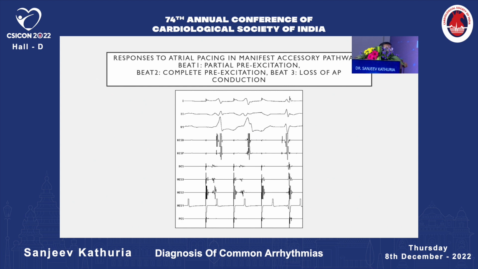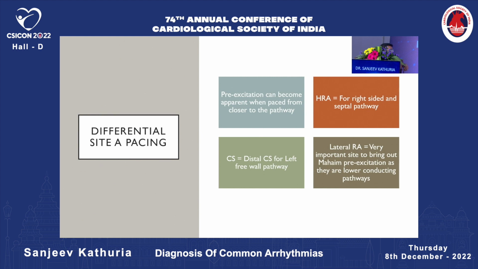Now, you can see that is about the AVNRT. You can see the pacing response, as I said, for manifesting the pathways. So you have first a partial pre-excitation, then further pre-excitation, and a further pre-excitation, so it's now fully pre-excited. And then in the third one, the effective refractory period of the node is reached, and so you have a loss of the AP conduction.